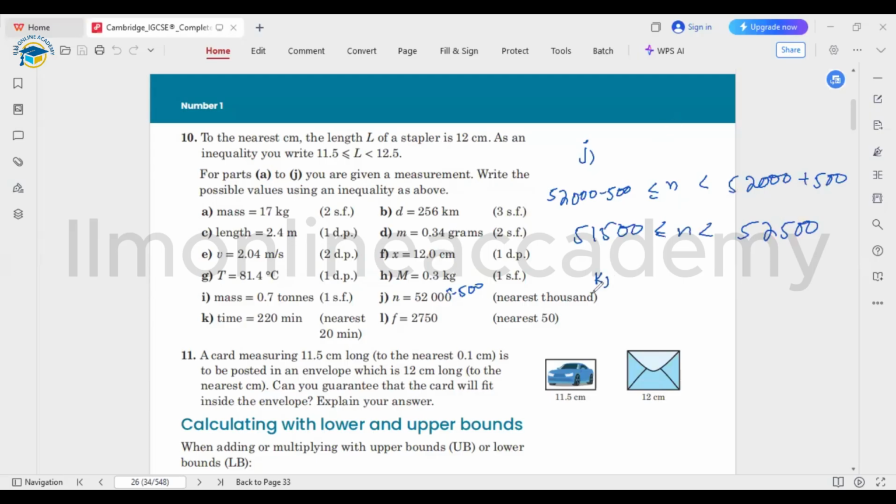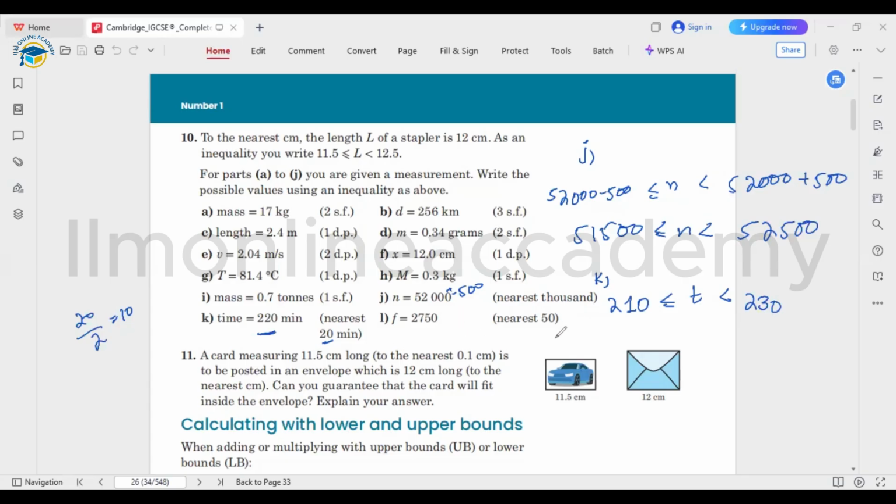Next is part number K. The number is 220 minutes, to the nearest 20 minutes they are asking for. So for the nearest 20 minutes, half of 20 is basically 10. So 10 we need to add or subtract over here. They gave us the time. For finding out the lower bound from 220, we need to subtract 10 and it will be 210. And for finding out the upper bound in 220, we need to add 10, so that will be 230. So this is your K part.